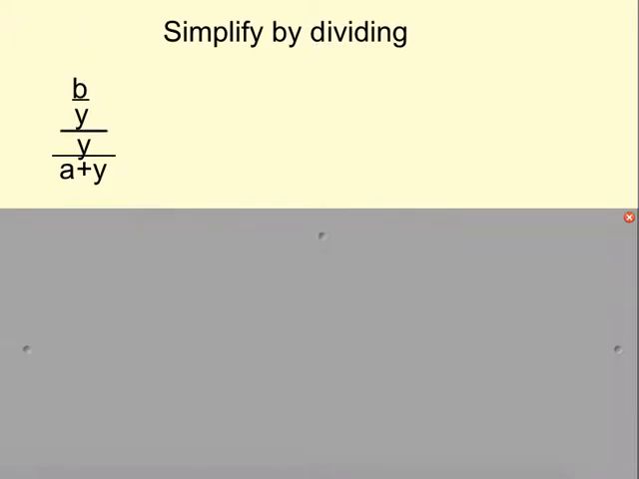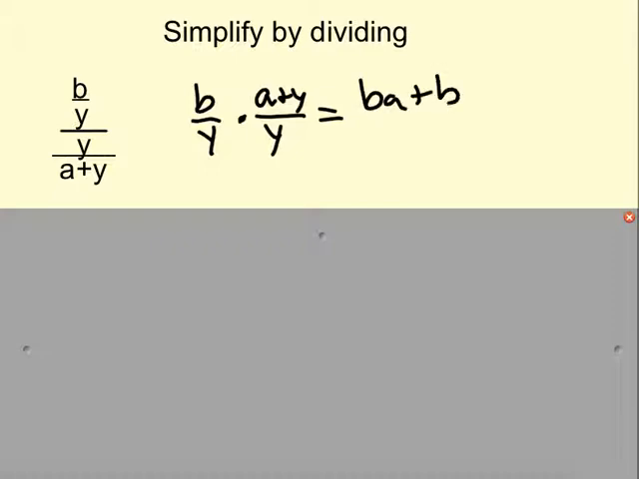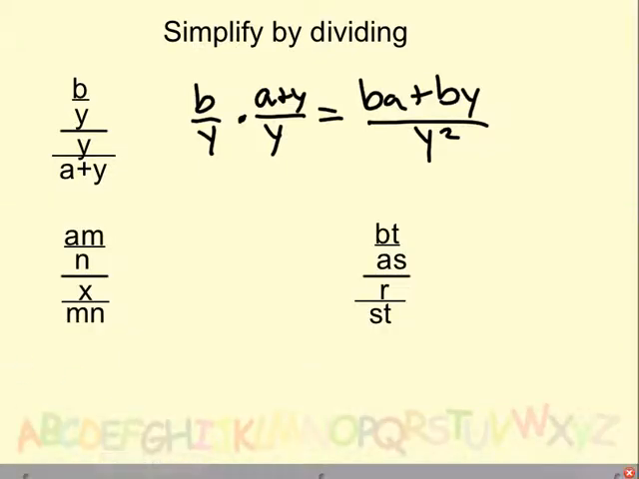Let's try it again. B over y divided by y over a plus y. So we keep the b over y, then we multiply by the reciprocal, a plus y over y. And we simplify to get ba plus by over y squared. Once again, those y's cannot simplify. All right, let's do a couple more and make sure we simplify as much as possible.